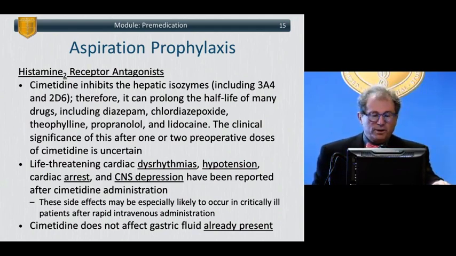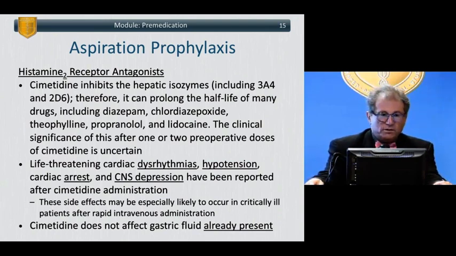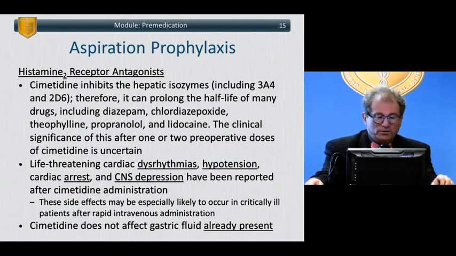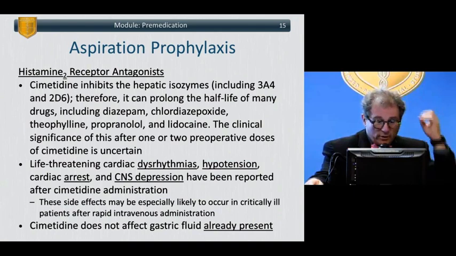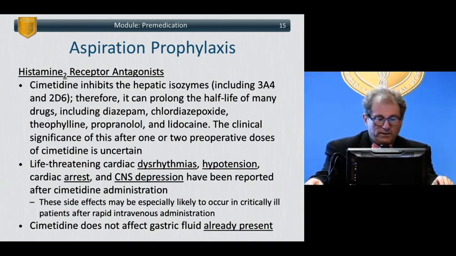The problem with cimetidine is that it inhibits or competes with some hepatic isozymes, the ones we are particularly concerned about. 3A4, which is responsible for metabolizing about 50% of the drugs we use, and 2D6, which is responsible for about another 20% of the drugs. And therefore, it can prolong the half-life of a number of drugs, including diazepam, Inderal, and lidocaine. The clinical significance after 1 to 2 doses, though, of cimetidine is uncertain. It's really associated with chronic administration of cimetidine.